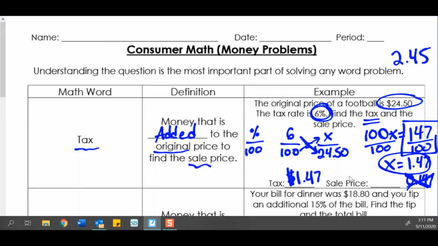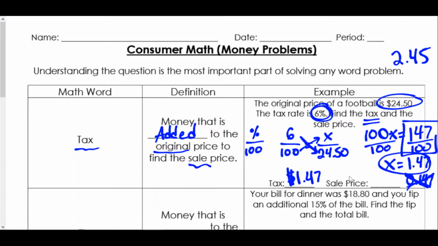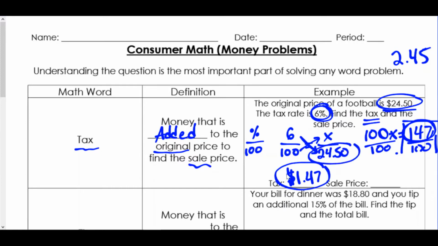Make sure your answer makes sense. That is the biggest way, the easiest way to check your answer on these. Make sure your answer really makes sense within the problem. Let's say you thought your answer was $147 as the tax. Well, if the original football only cost $24, that really doesn't make sense as a tax on top of that, which is actually our final step. We are going to add those two together to get our sale price. $1.47 is the tax. That gets added to the original price, which gives us $25.97. So the sale price, the final price, is almost $26, $25.97.